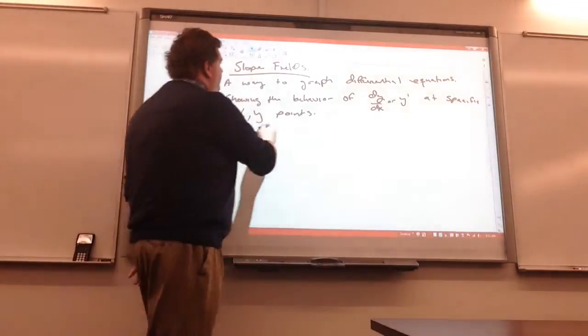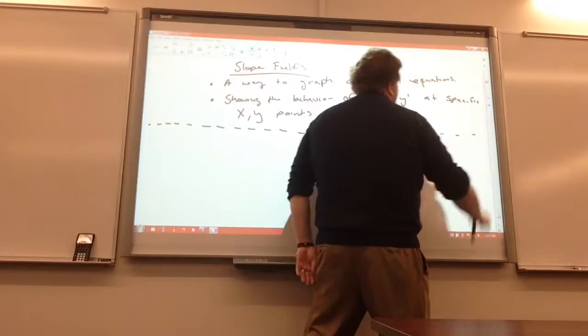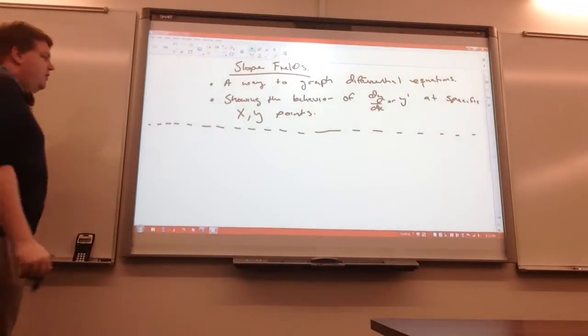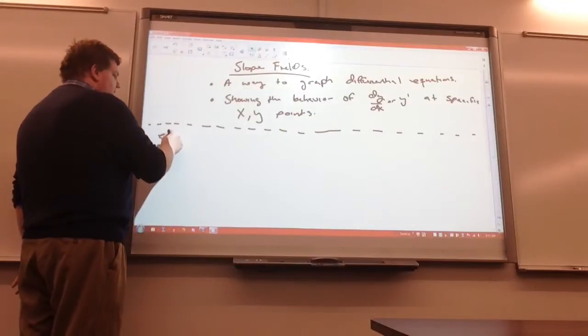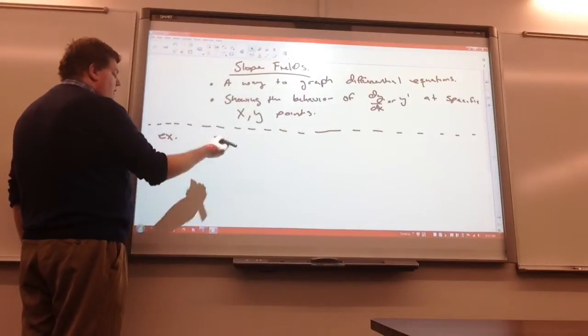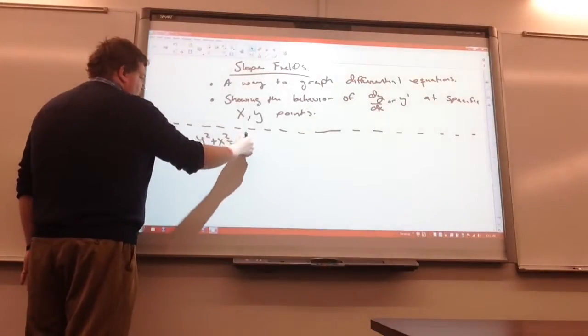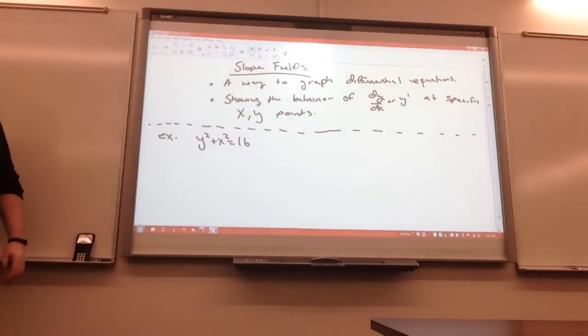Okay? So let's look at an example of how a typical problem involving a slope field might look. They might start off with an equation and be told to make a slope field for that equation. So we'll start off with something straightforward. We'll do a circle, y squared plus x squared equals 16, and we want to make a slope field for this circle.